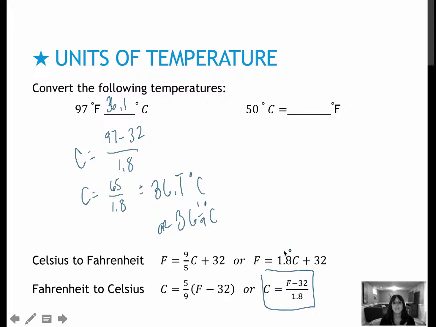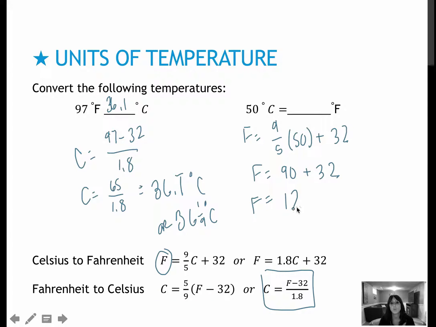Celsius to Fahrenheit, I think I've used both of those already. Let's go ahead and use this one. So Fahrenheit would be 9/5 times 50 plus 32. So 9/5 times 50, remember we're multiplying by the 9 and dividing by the 5, that gives me 90, plus 32 gives me 122 degrees Fahrenheit.